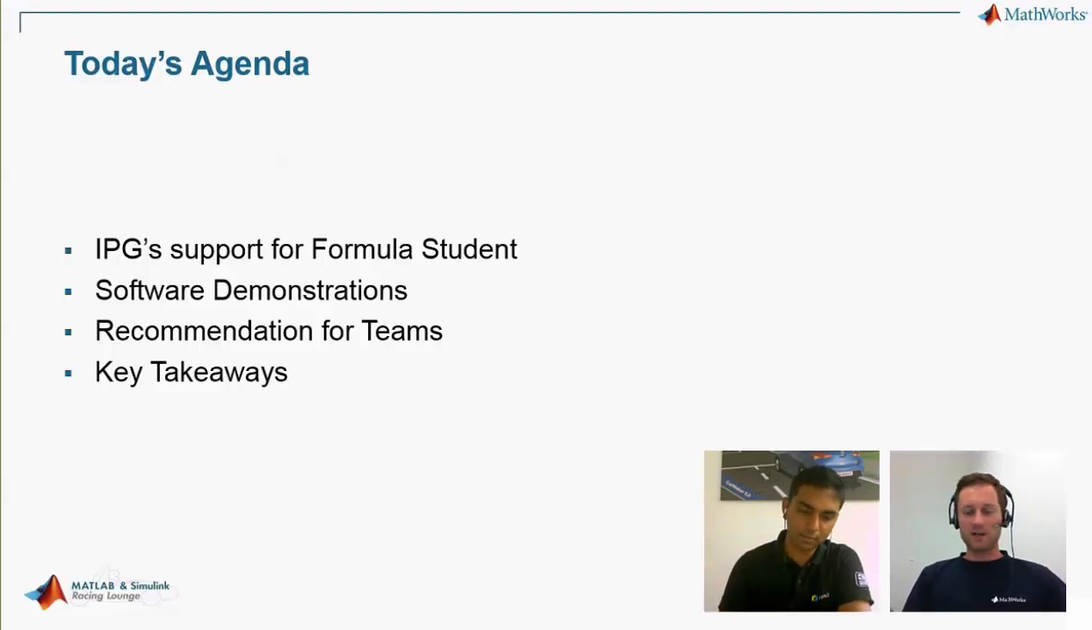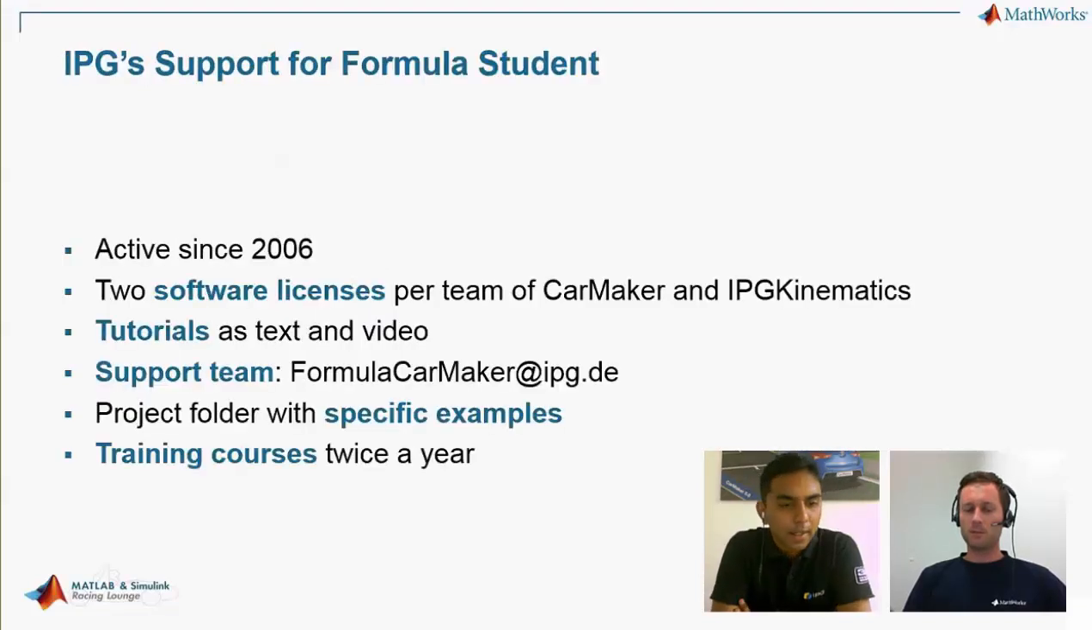Prasanna, it's on your side. The stage is yours. So how does IPG support Formula Student actually? I've come with some slides for this. We've been involved with Formula Student ever since 2006. Right now, I could say we have about 100 plus teams who have registered for Formula Student support from our side for the Formula CarMaker product. And we offer 2 software licenses per team. So every team gets 2 software licenses, which are valid for a year from us. Along with this come tutorials in different forms, text, videos.